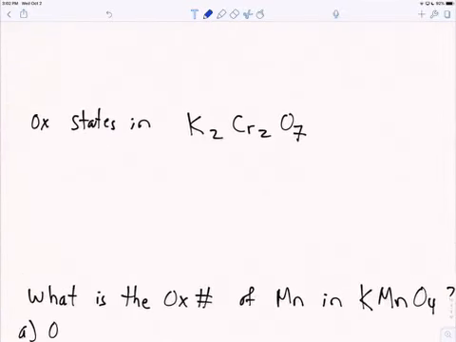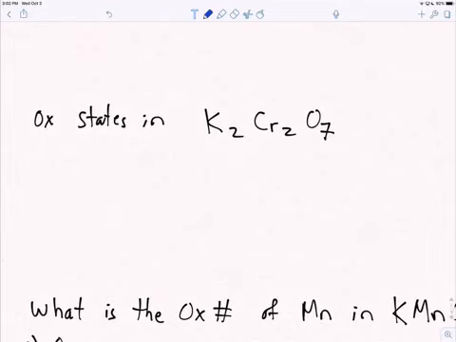Let me show you the oxidation states in potassium dichromate. So this is the cancer-causing Erin Brockovich stuff. And it's kind of interesting. The best way I can describe it is a minion yellow. So it's a very, very bright yellow compound.